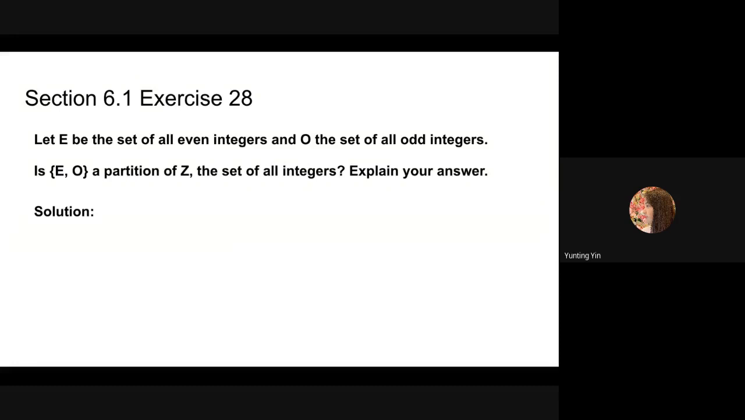Next, we will solve problem 28 in section 6.1. Let E be the set of all even integers and O the set of all odd integers. Is the set containing E and O a partition of C, the set of all integers? Explain your answer.